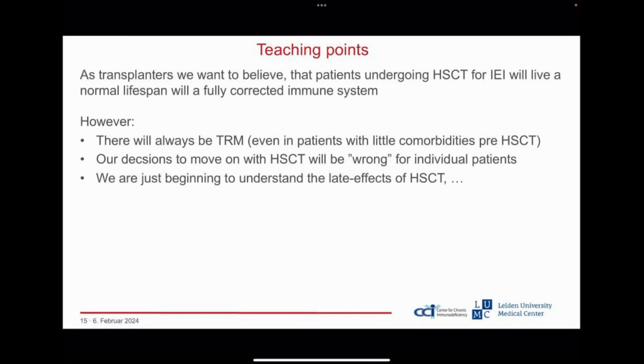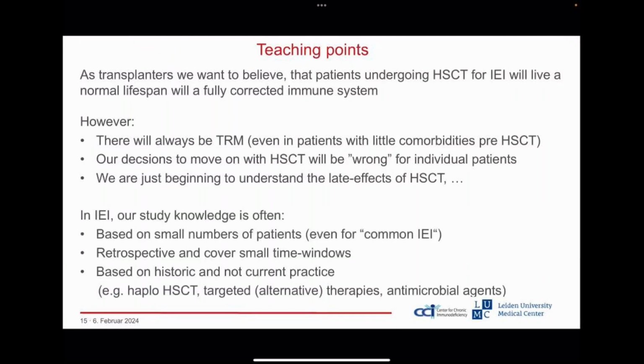And we are also just beginning to understand the late effects of HSCT, that this full correction, of course, also needs careful long-term surveillance. Moreover, in inborn errors of immunity, our knowledge is often based on small numbers of patients, even in inborn errors that we consider quite common.